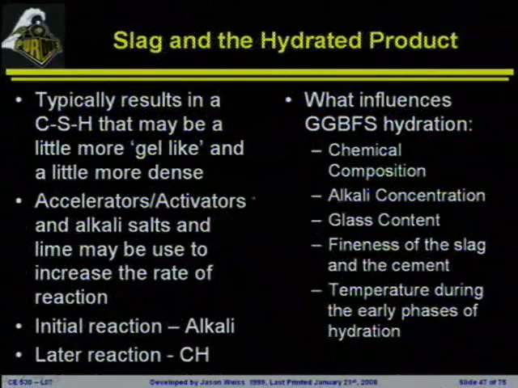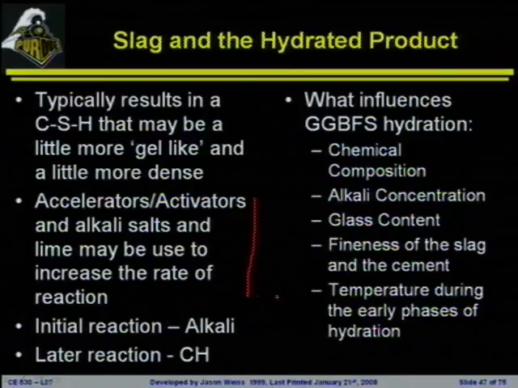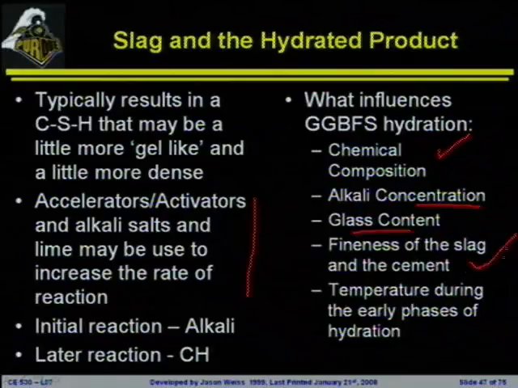As I mentioned last class, there are ways that you can activate this. Typically, the alkalis will help to activate the overall system. There are chemicals that can be mixed in to kick off this reaction very quickly. The types of things that influence how fast the reaction goes: the chemical composition of the slag is incredibly important. The alkali concentration, whether it's coming from the slag, from an activator you add, or from the Portland cement, will be important. How glassy the slag is, how fast it was cooled, how fine it is, how much it's ground.